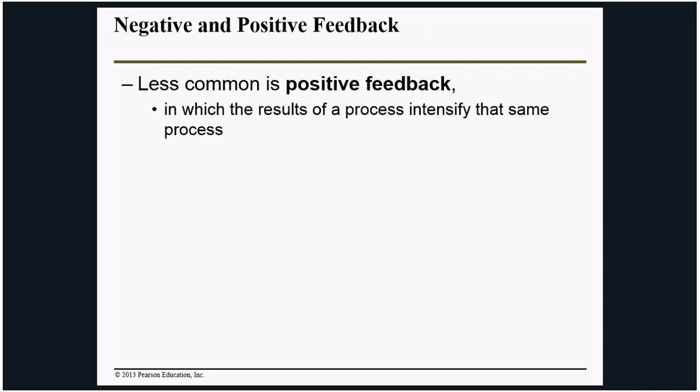Less common is positive feedback. Homeostasis is kept with negative feedback most often, but there are a few examples in our body of positive feedback. That means the results of a process actually produce more of that same process. An example of that is childbirth. When contractions start, the process of having contractions and the hormones involved cause labor to become more and more intense.